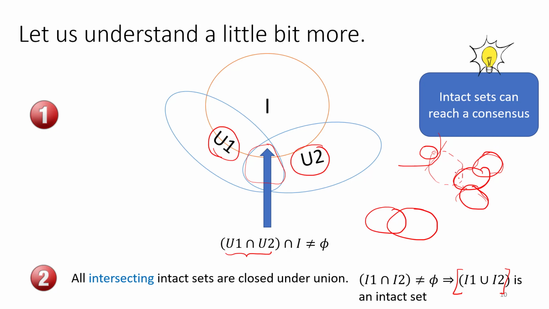So then of course, it is separate. Otherwise, if there is any intersection, you can consider this to be a larger intact set, and that can independently reach consensus as per the Stellar algorithm, which is something that we will see.